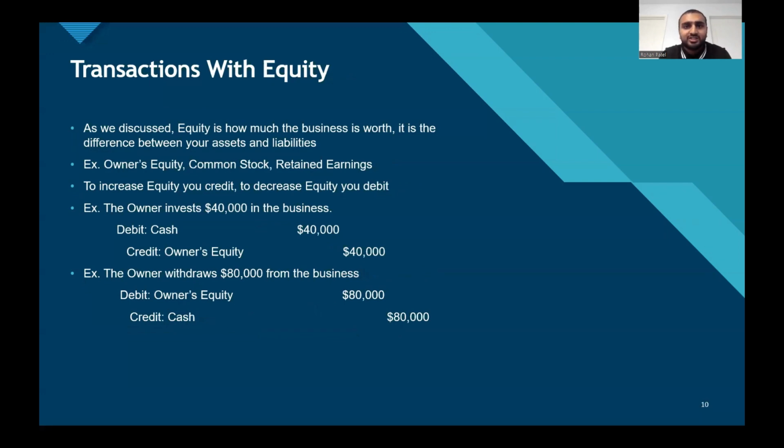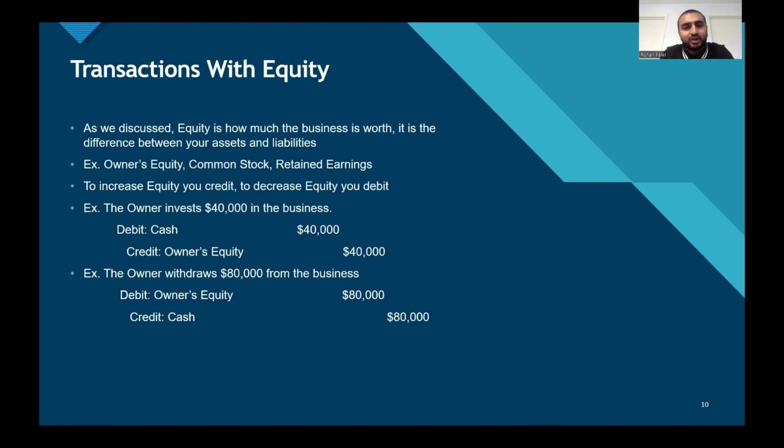Last but not least, transactions with equity. So as we discussed, equity is how much the business is worth. It's essentially the difference between your assets and liabilities. And if you don't understand this more in depth, don't worry about it. We will get into more of the semantics on the balance sheets portion of the lessons. But for now, examples of this are owner's equity, common stock, and retained earnings. So to increase equity, you would credit, and to decrease equity, you would debit the account.